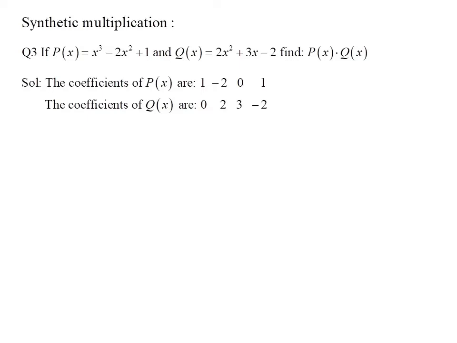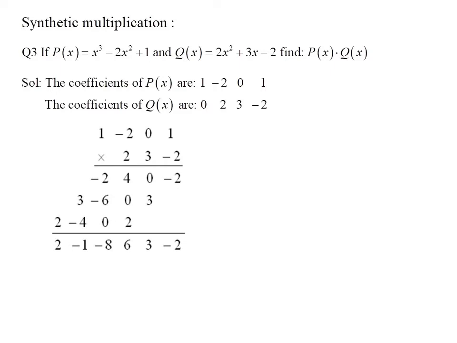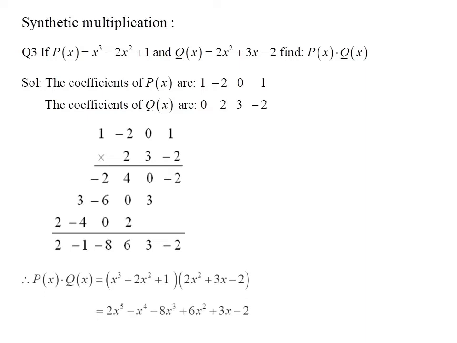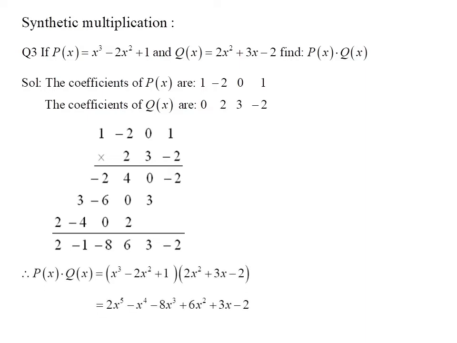As for q(x), because the leading term in q(x) is a quadratic term, we place a 0 in the cubic term. Then we perform multiplication with the coefficients of p(x) and q(x), and obtain the results as displayed on the screen.